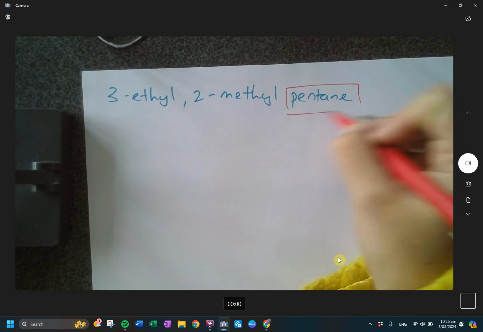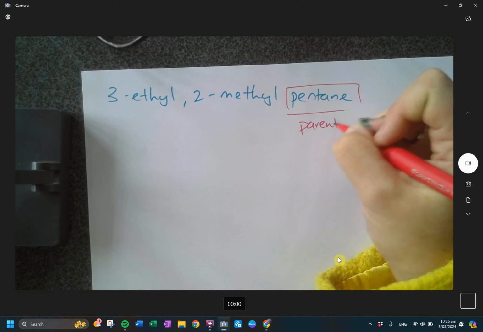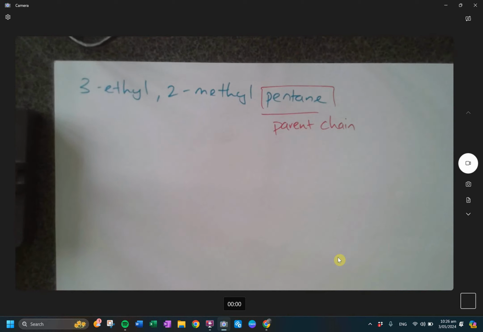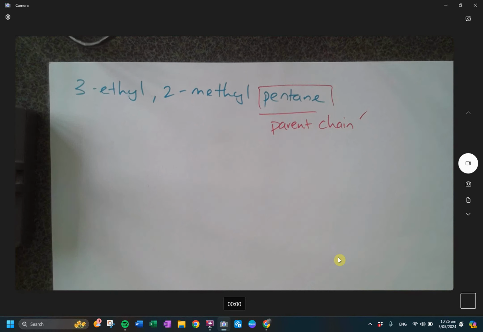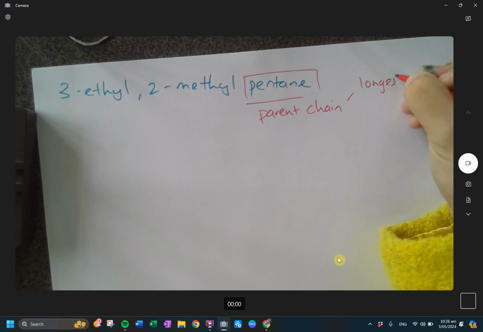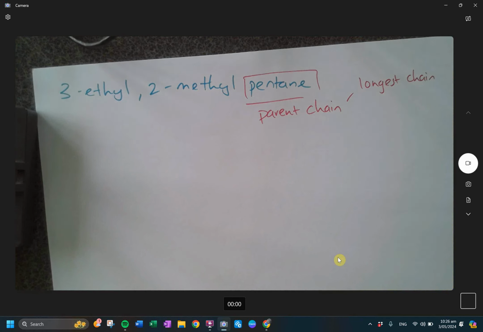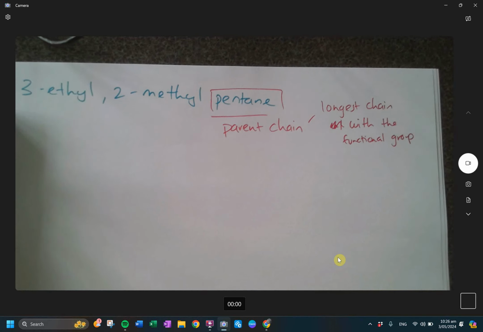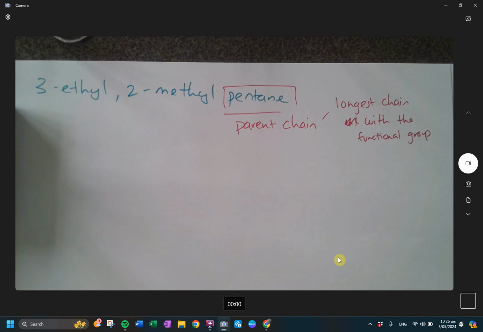So this here is the parent chain. The parent chain is one of two things. Generally, it's the longest chain. And if there's a functional group, it will have the functional group. Longest chain with the functional group. So the functional groups were the ones we were doing this morning. So you want to find the longest chain with the functional group.